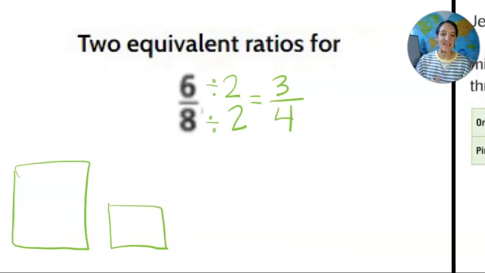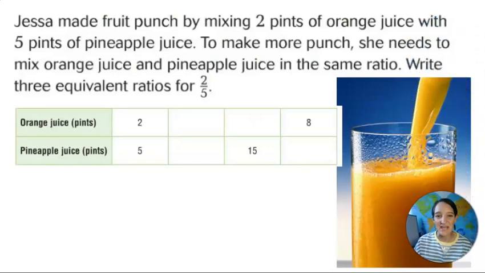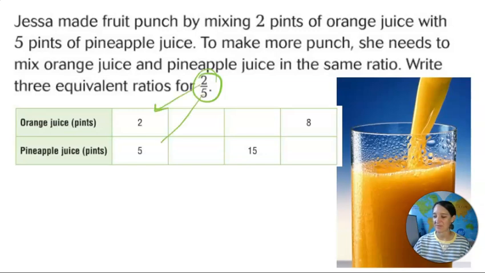We can often take those and put them into what's called an equivalent table, or a ratio table. What you'll see is a table where we just take the ratios and put the number on top, the number on bottom, and we create what's called a table.